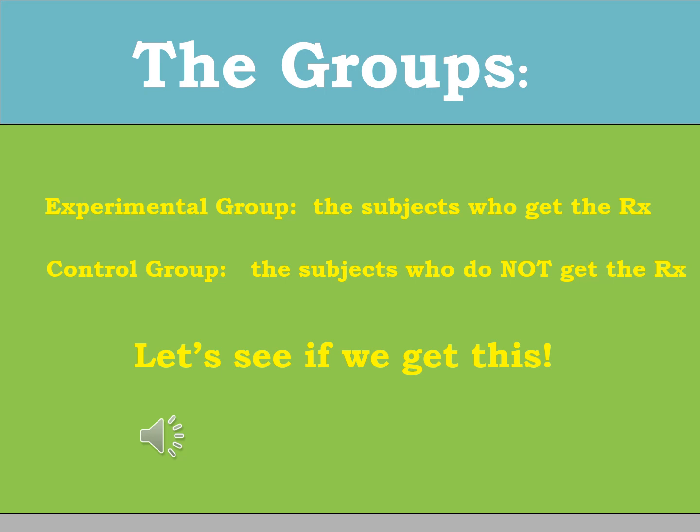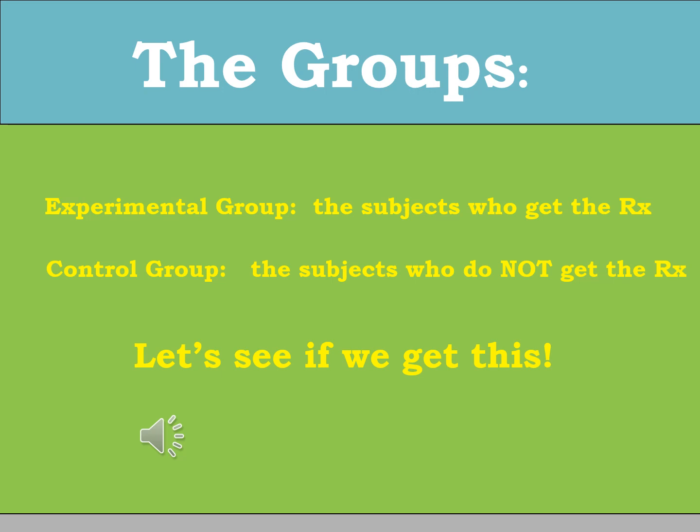Before we're ready to apply our terms, we have to learn the other set of terms, the groups. Experimental group: they're the subjects who get the treatment, whatever that treatment might be. It might be medication. It might be a new study technique. It might be exercise. You get the idea. It's the treatment. So if they're getting the treatment, they are the experimental group.